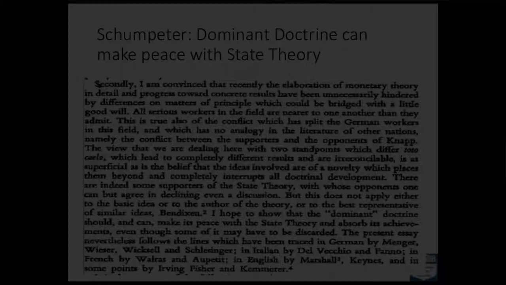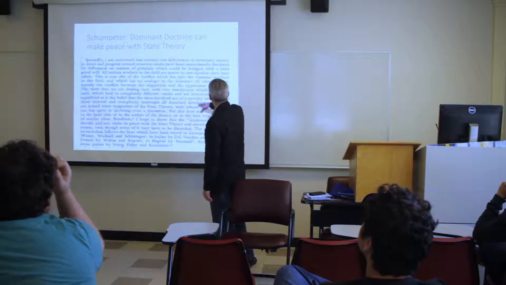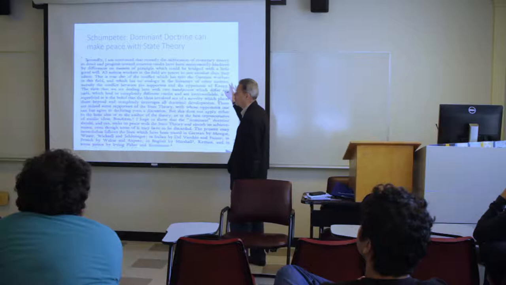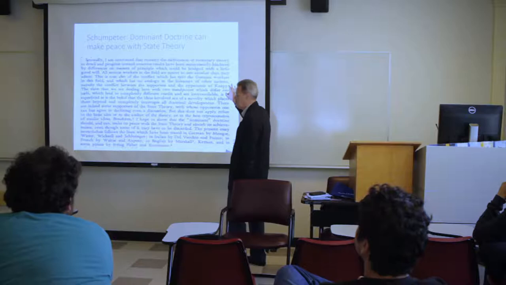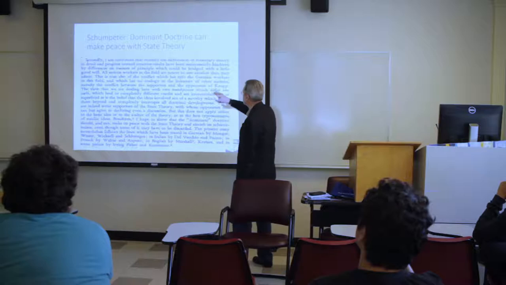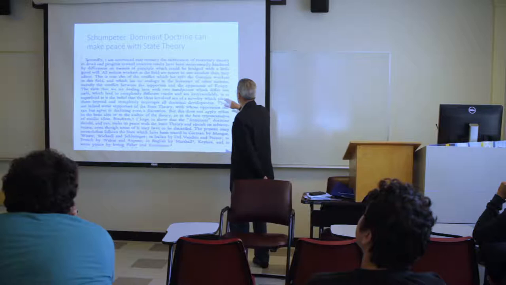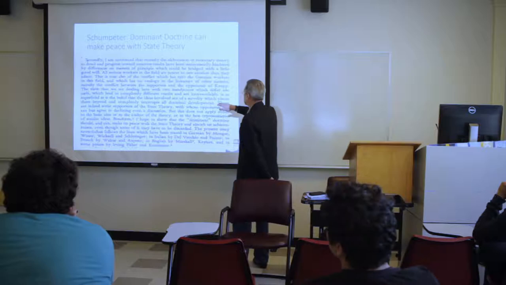This is from a 1912 piece, if I remember. Let's find out where it is now. He says there is a conflict which has split the German workers in this monetary field and which has no analogy in the literature of other nations, like the Brits. Because in the US, we'll see this only comes later. Namely, the conflict between the supporters and the opponents of Knapp. The view that we are dealing here with two standpoints which differ, which led to completely different results and are irreconcilable, is as superficial as is the belief that the ideas involved are of a novelty which places them beyond and completely interrupts all doctrinal development.